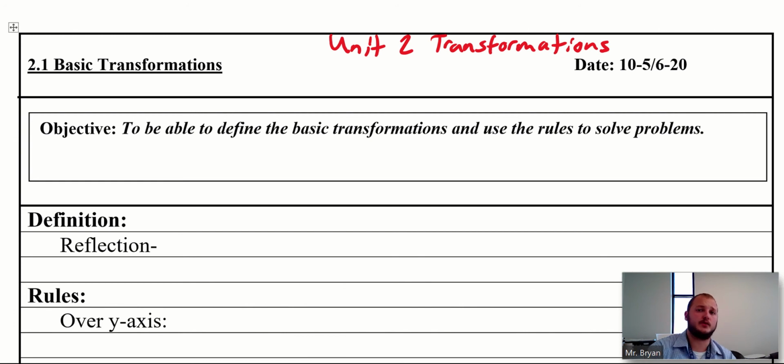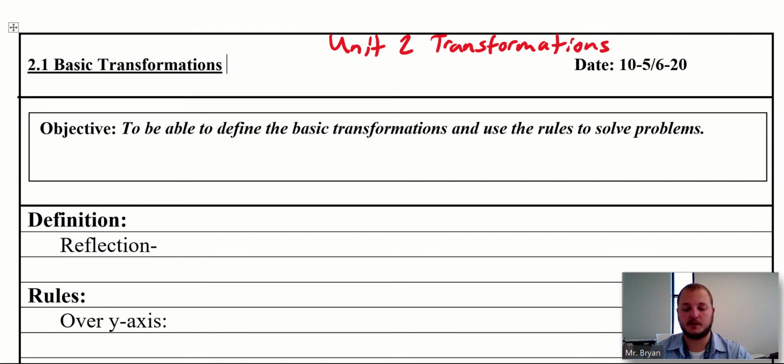So notes for today, 2.1, basic transformations. Date today is either the 5th or the 6th, depending on what day you're watching this and what class you have. And then objective is, we want to be able to define the basic transformations, describe them in a word, and then use the rules to solve these different problems here.